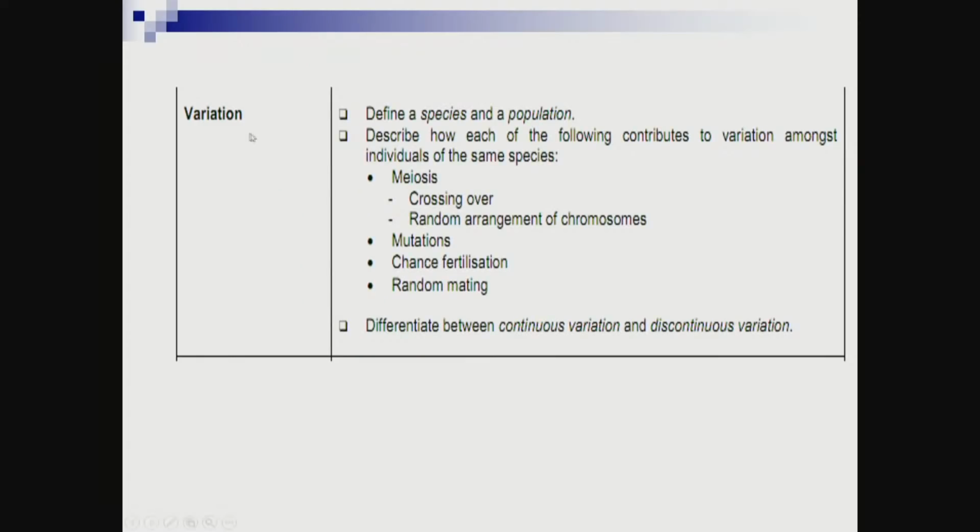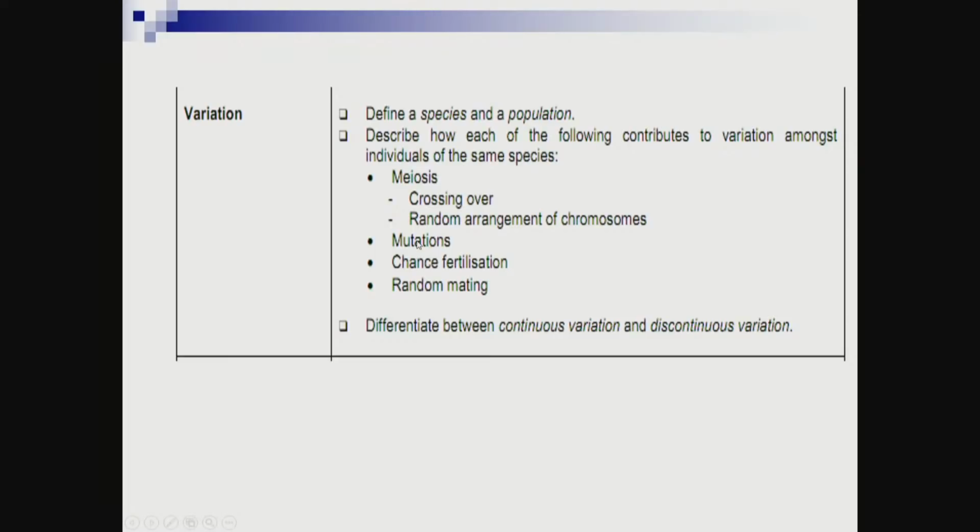Then this one about variation, very, very important. What are the sources of variation? Describe how each of the following contributes to variation among individuals. Meiosis, I explained meiosis, crossing over and random arrangements in the first part. Also mutations, I did explain mutations. We have chromosome mutation and gene mutation.